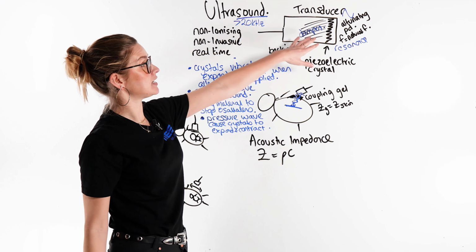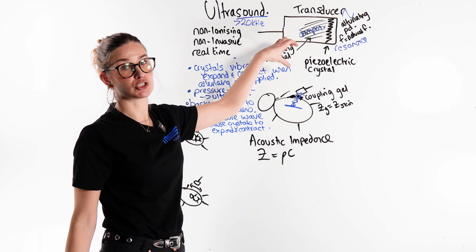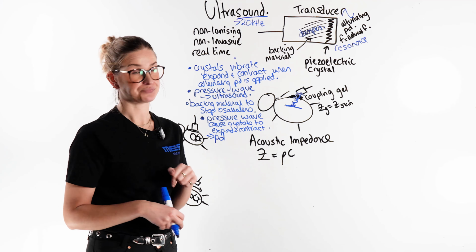In the same way that an alternating potential difference caused them to expand and contract, making a pressure wave, now a pressure wave making them expand and contract causes an alternating potential difference. And then that electrical signal is picked up.